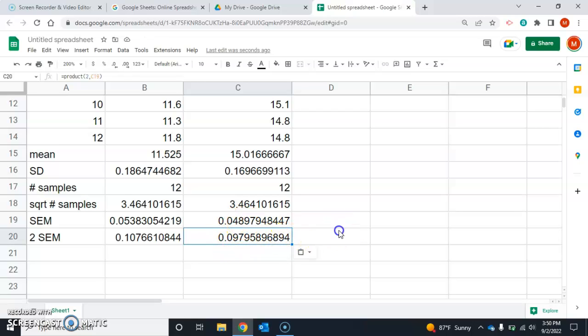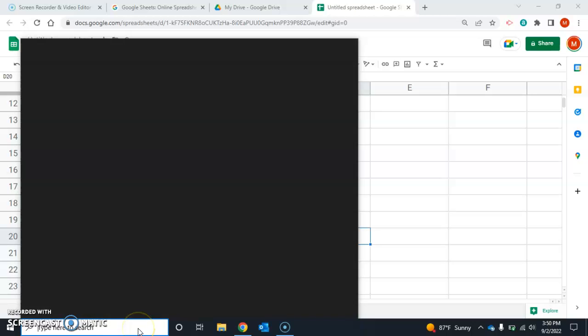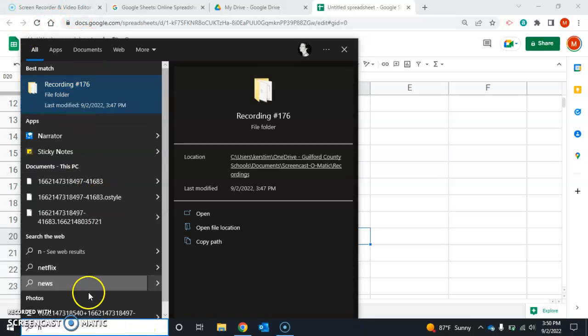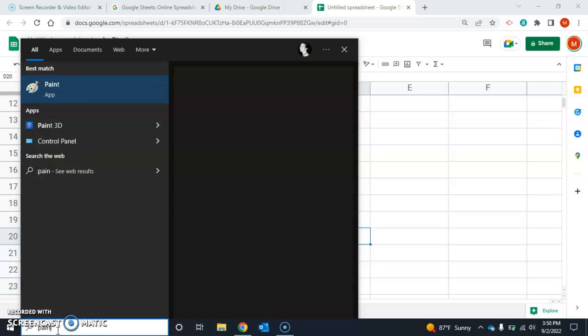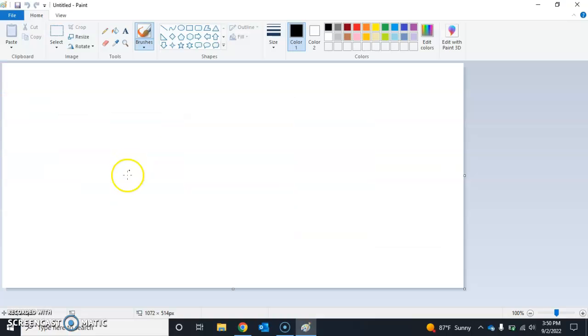All right, so let's talk about what this even means in the context of our Oreo Lab. So I'm going to open up Paint, and we'll pretend like we've got some graph paper here.